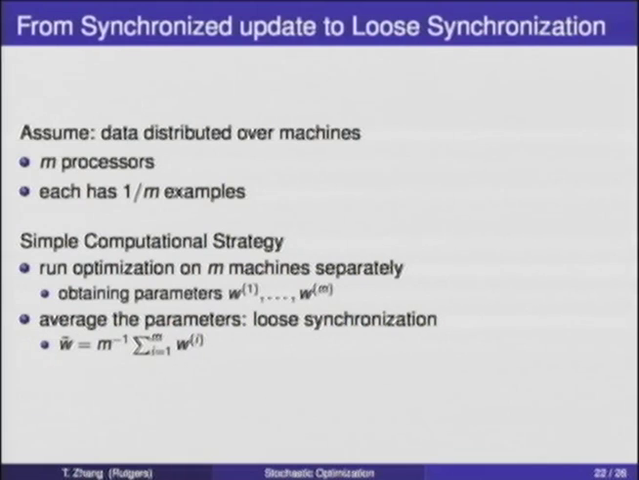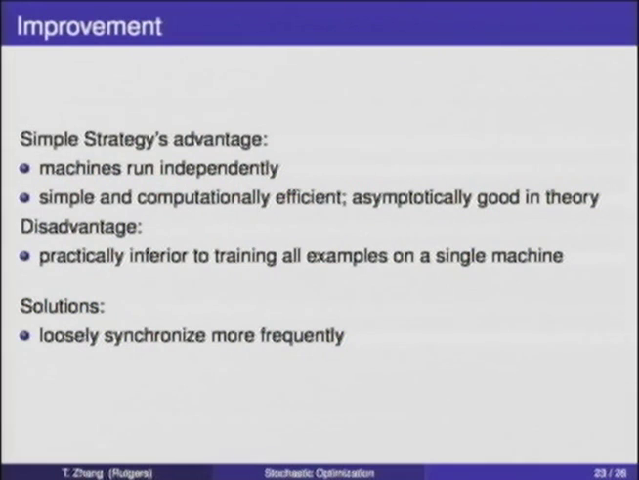Now, let's take on from this idea that we can solve problems sequentially on each machine very fast. We know we have things like SDCA, which achieve that. Then we want to say, if we want to synchronize over different machines, is there any way we can do better than this, or at least take a few more steps toward getting good performance. So here is one possible improvement. The simple strategy runs independently. You can run sequential algorithms and the computation is efficient. The disadvantage is that it is practically inferior.